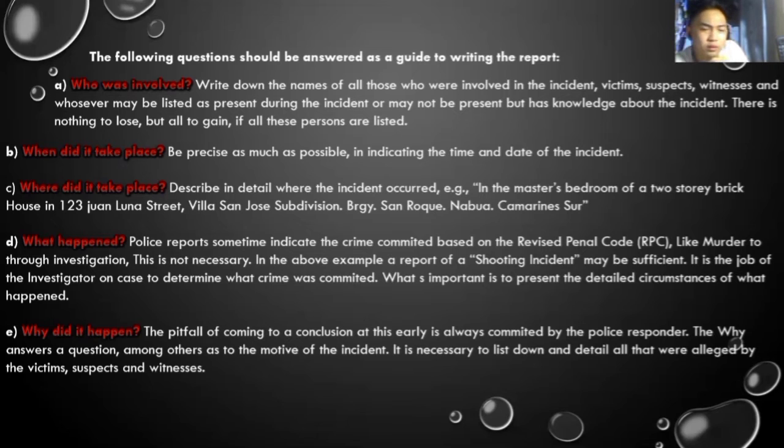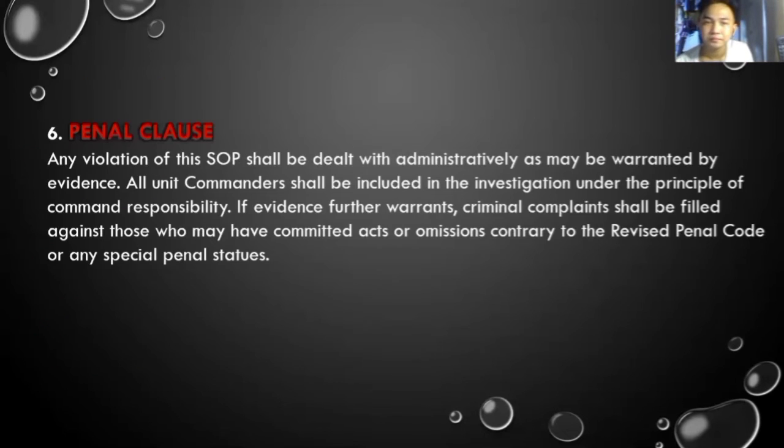Why did it happen? The pitfall of coming to a conclusion this early is always committed by the police responder. To answer the question, among others, the motive of the incident, it is necessary to list down in detail all that were alleged by the victims, suspects, and witnesses. Dito nakalagay yung motibo ng suspect at dahilan ng victim at witnesses.